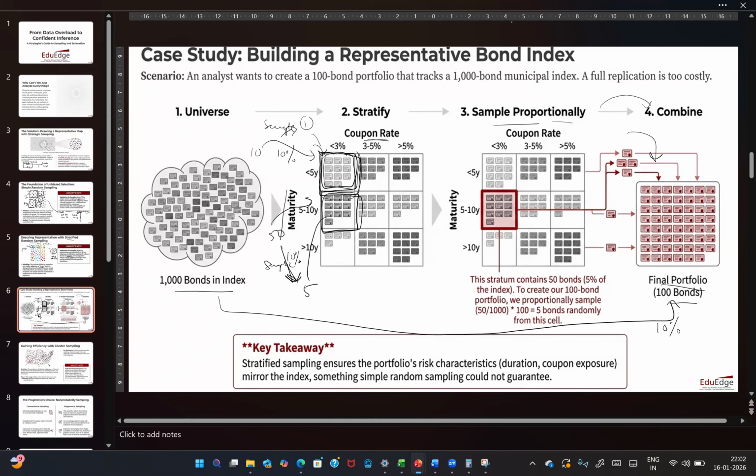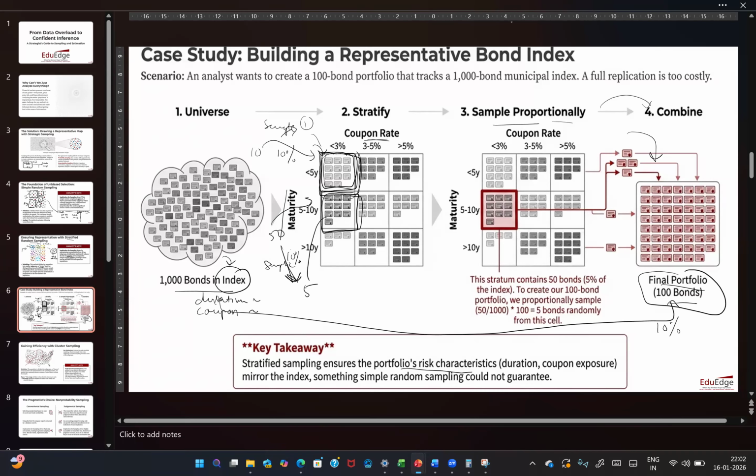Now, the key takeaway here is that although stratified sampling on the surface of it looks great, it might not ensure portfolio risk characteristics which we want to mirror in the index. For instance, if this index has a certain duration, and a certain average coupon rate, and if we are trying to mimic that here, it's possible that we might not be able to do that through stratified sampling. Yeah. So might not be able to match the characteristics of the original index. Okay. So there's no guarantee that we do it.